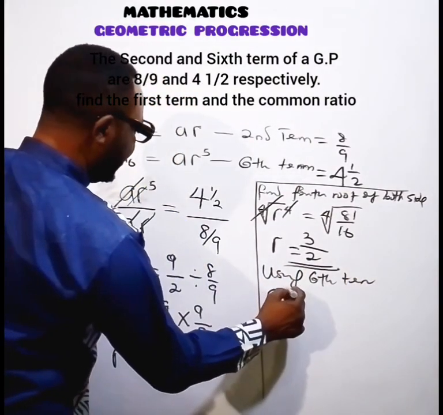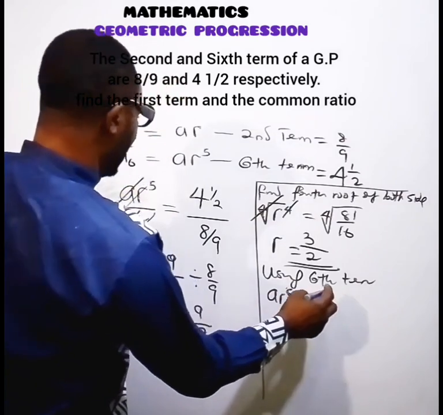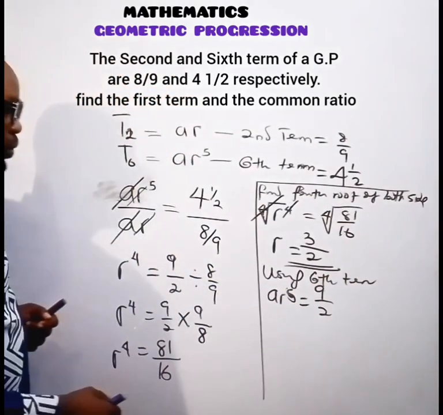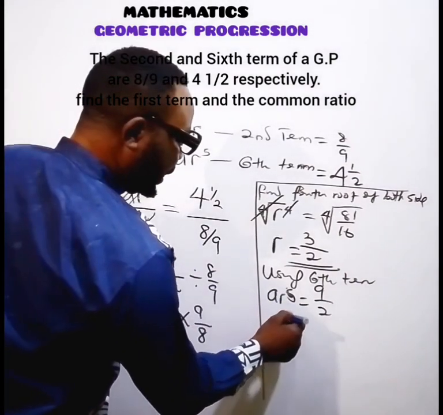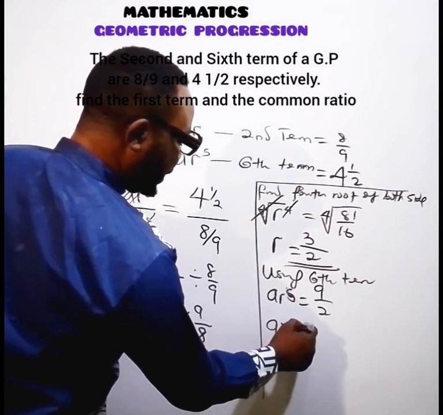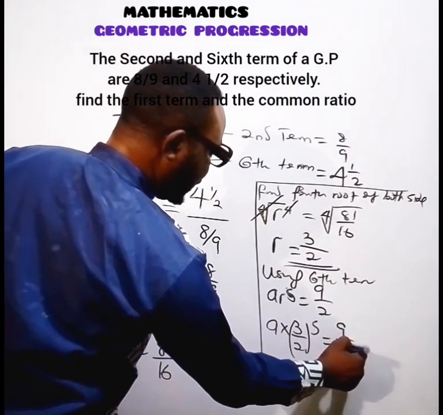a r raised to the power of 5 is equal to what is the value? Now this is 9 over 2. So we now have a r. What is the r now? That is 3 over 2. A multiplied by 3 over 2 raised to the power of 5 is equal to 9 over 2.